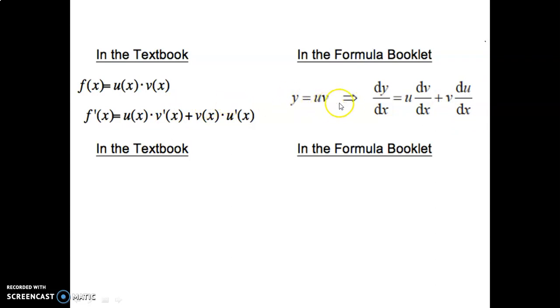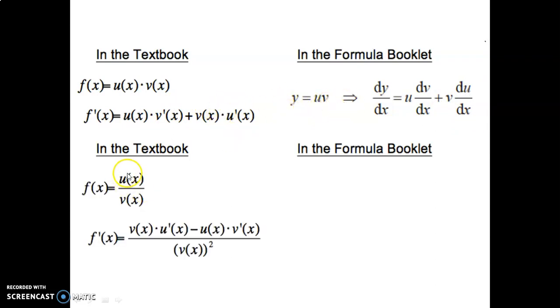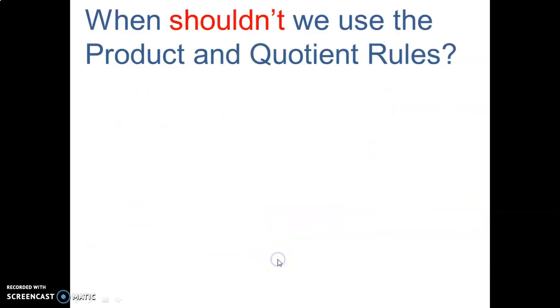Pause and take a look. You'll see that they're the same. And likewise with the quotient rule, we have the same thing. So again, pause and just take a look at this closely and notice that it's the same as this. All right. When shouldn't we use the product and quotient rule?